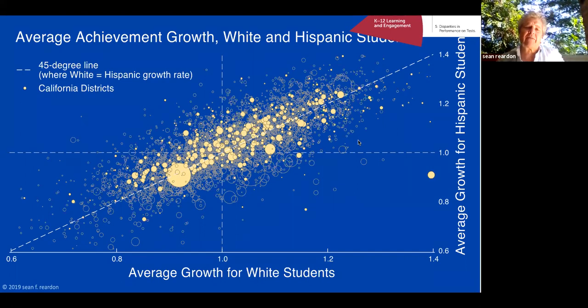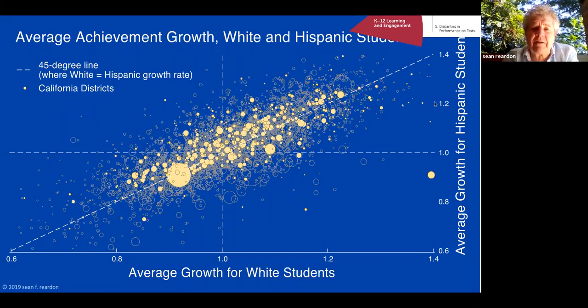And you can see that in many districts in California, the learning rates of white and Hispanic students are relatively similar. That is, they fall along the 45-degree line there, the diagonal line. And in a number of districts, the learning rates for Hispanic students are actually faster than the learning rates for white students. Los Angeles, for example, which is the large yellow dot to the lower left there, learning rates are similar for white and Hispanic students. In both cases, they're slightly below the national average, but they're similarly below.